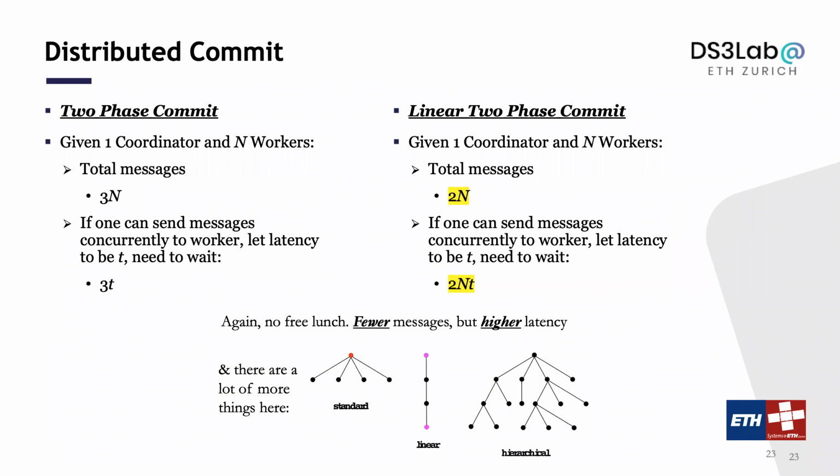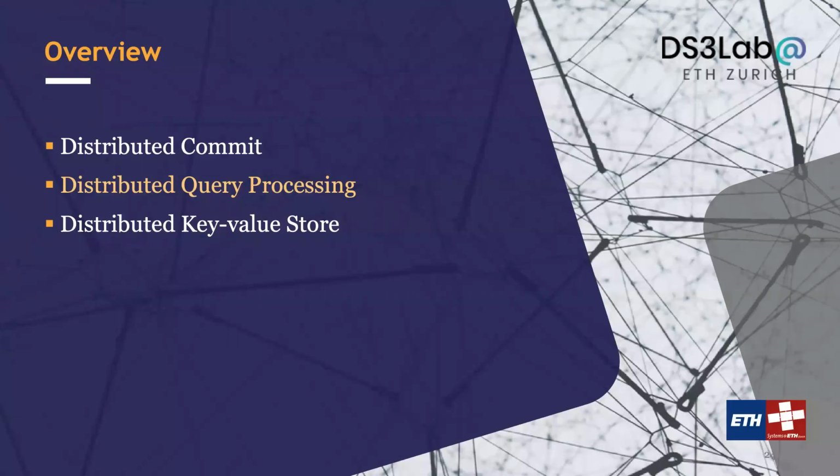And there is a lot more in distributed commit. Essentially, we talked about the first two cases, where the red one is the coordinator and you talk to all the workers. That's one communication topology. You could have this linear case, or you could have a hierarchical case. You can play with the optimal way all those workers and coordinators talk to each other. This is what makes the whole thing very interesting, because you can have so many different ways to talk to each other, and each of them has a different profile in terms of how many messages are sent and what the latency is. Here we just look at two very simple examples. Okay, so that's about distributed commit.